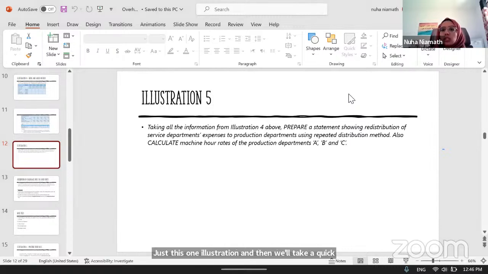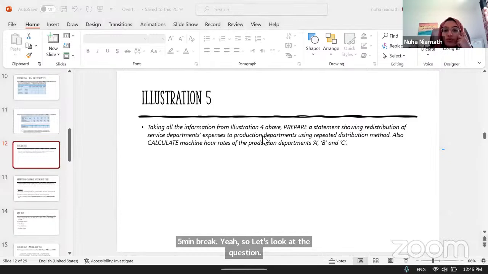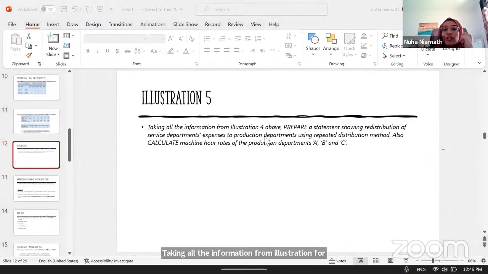Yeah, so let's look at the question. Taking all the information from illustration 4 above, prepare a statement showing redistribution of service department expenses to production department using repeated distribution method. Also calculate machine hour rates of the production departments A, B, and C.